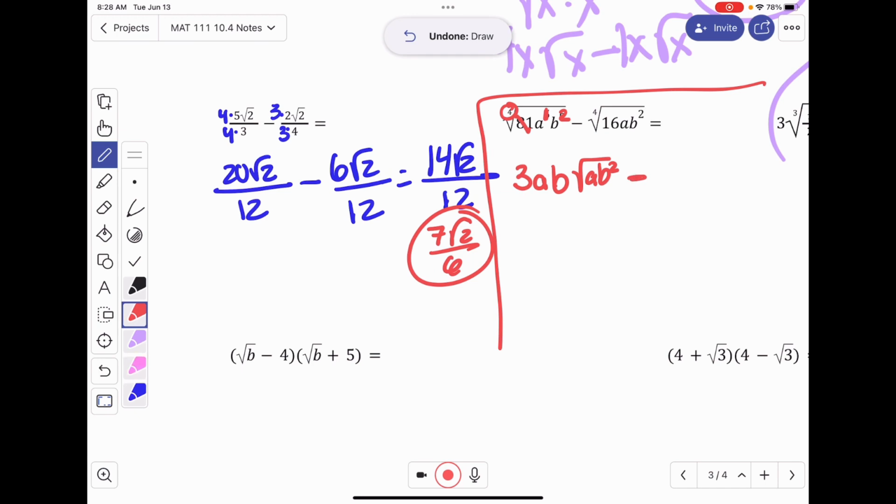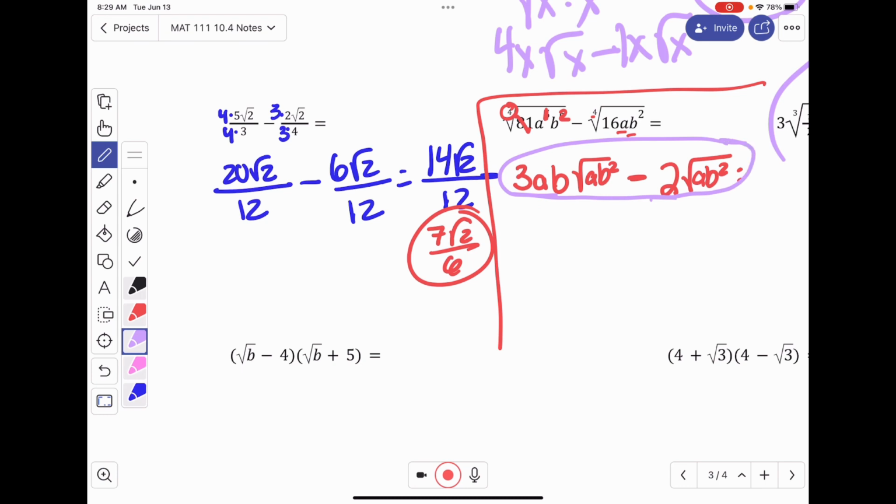Then if we do the same thing over here, the fourth root of 16 is 2. We can't take out the a because the exponent's less than 4. We can't take out the b because the exponent's less than 4. So we leave that in there. Now our radicals match, but we can't combine the 3ab and the 2 because those aren't like terms. So we could stop here.